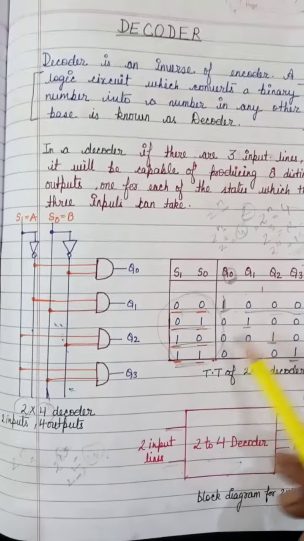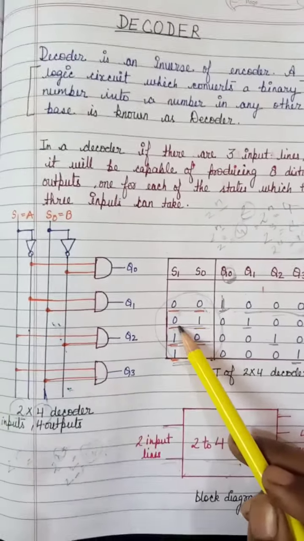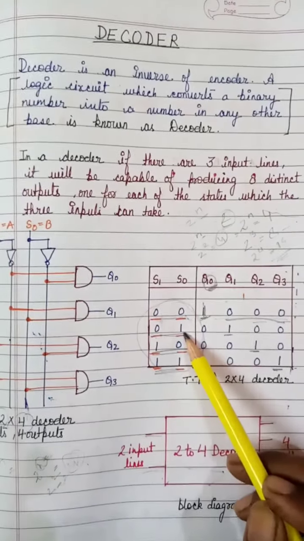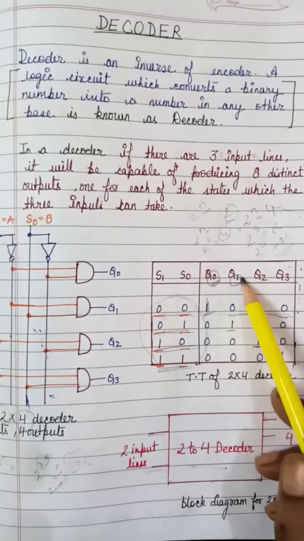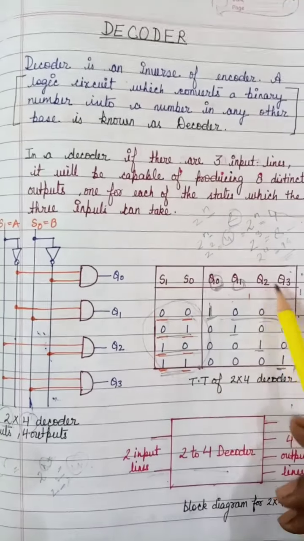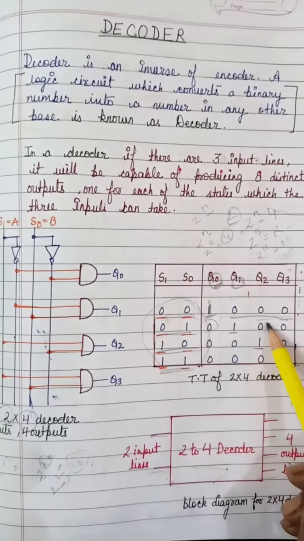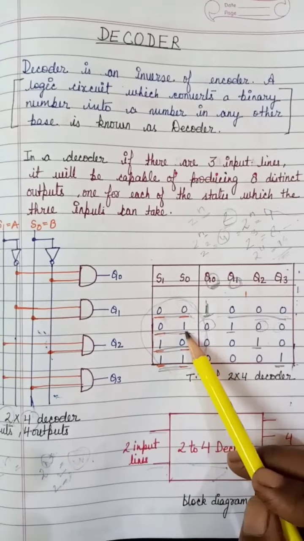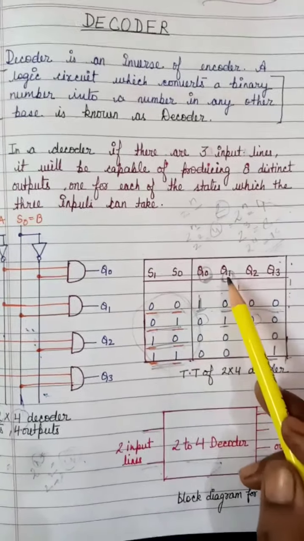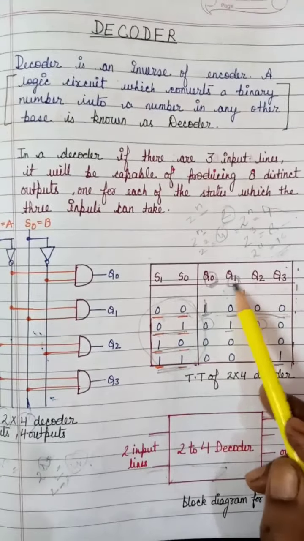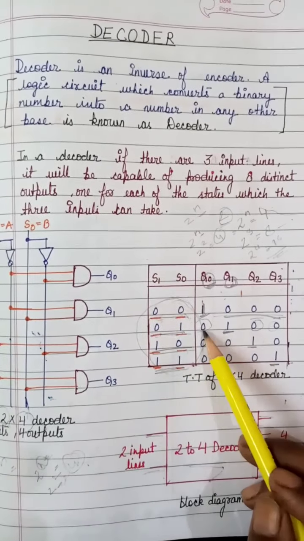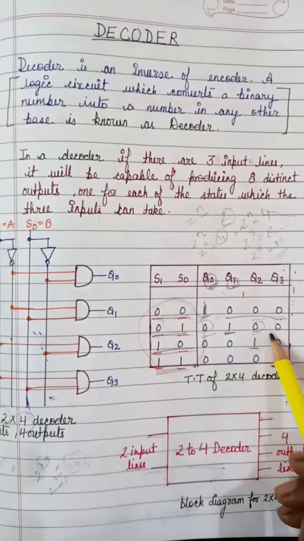Now, the next is 0, 1. This is the binary equivalent of which decimal number? 1. So, Q0, Q2, Q3 will be 0. And in Q1, as this is the binary equivalent of decimal number 1, in this column Q1 there will be 1, and in the rest columns there will be 0.